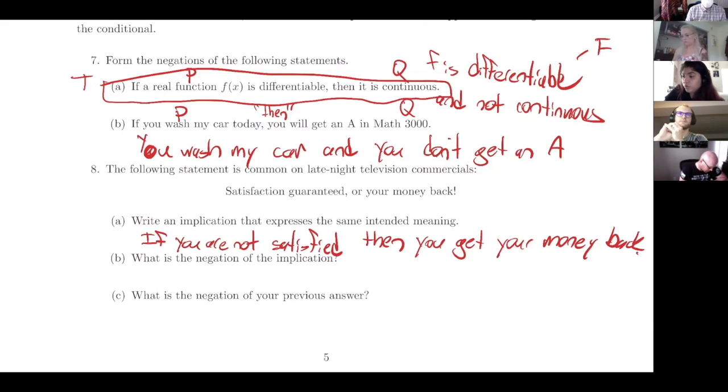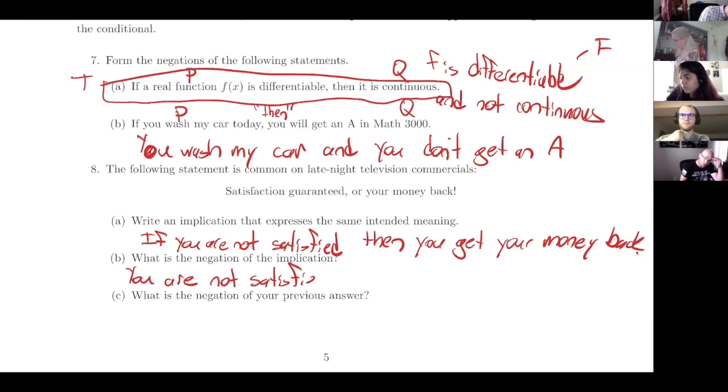Okay, so that's the original statement here. And so if we negate this, then what would we get? If you are not satisfied, then you will not get your money back. So remember, we can take the if away, and we're going to say you are not satisfied. That part is true.